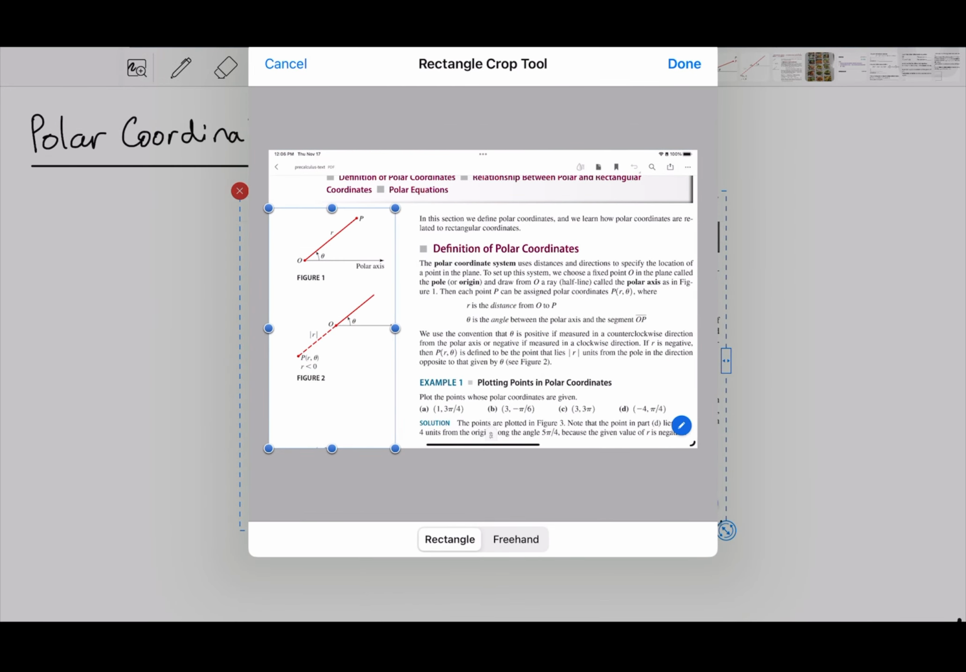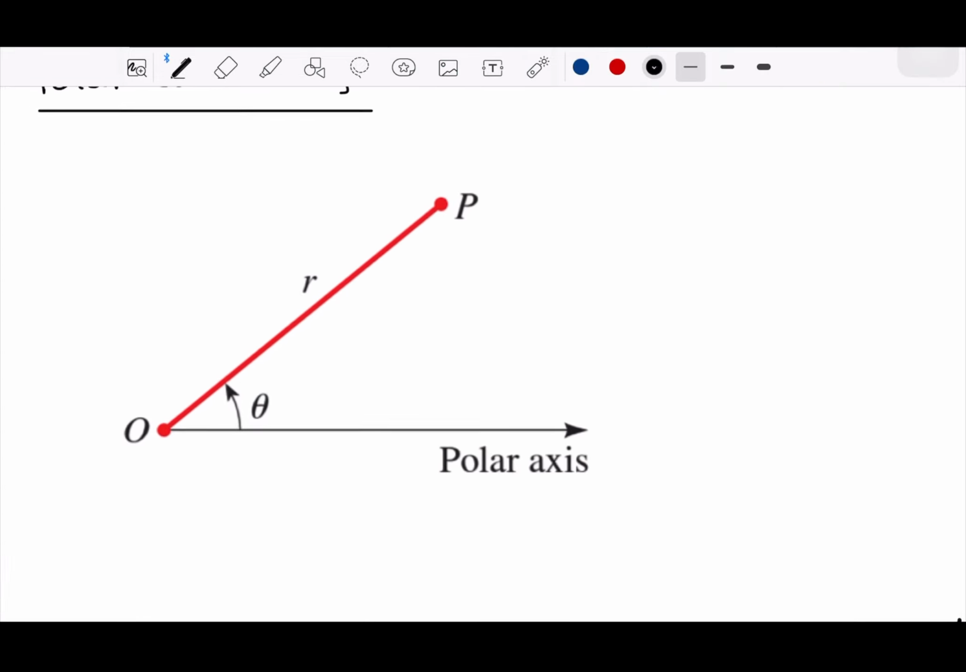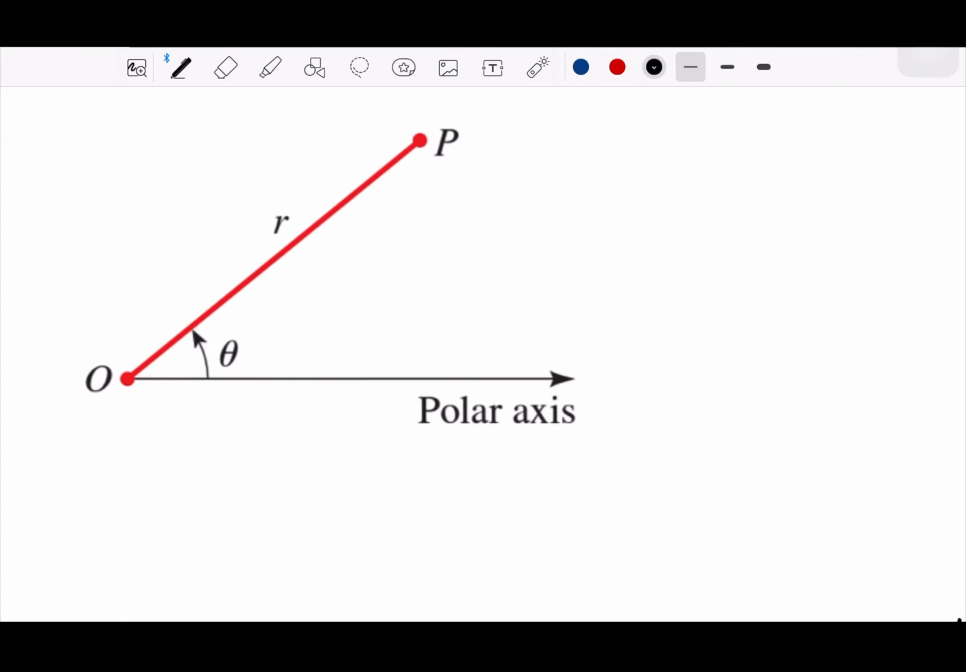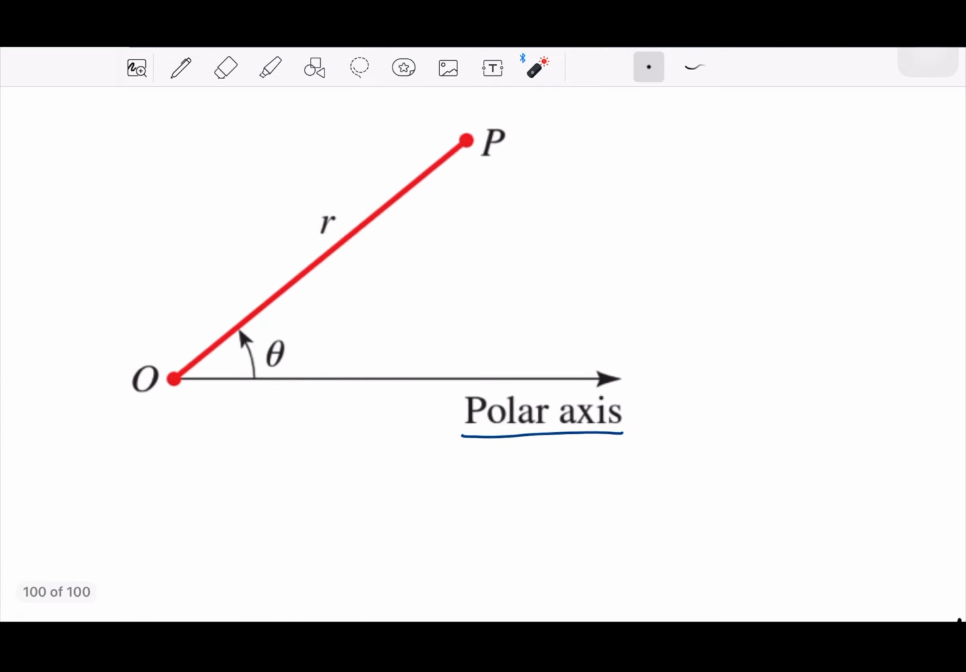Let me give you this one. To begin with, the polar coordinates start with an axis called the polar axis, this axis. So we are going to move the point P, this point, all around this polar axis. And how do we do that? We start by taking some turns from this polar axis.